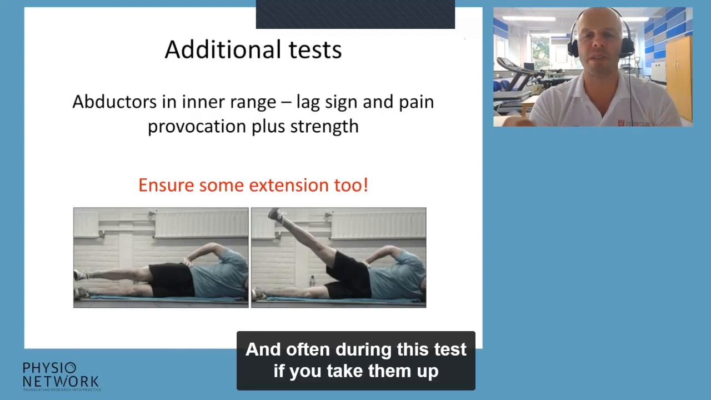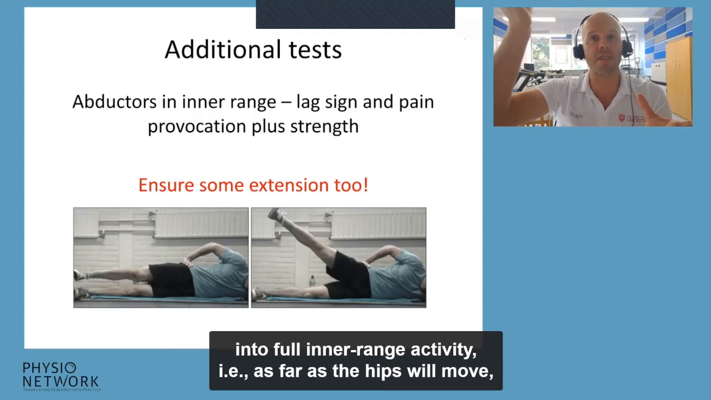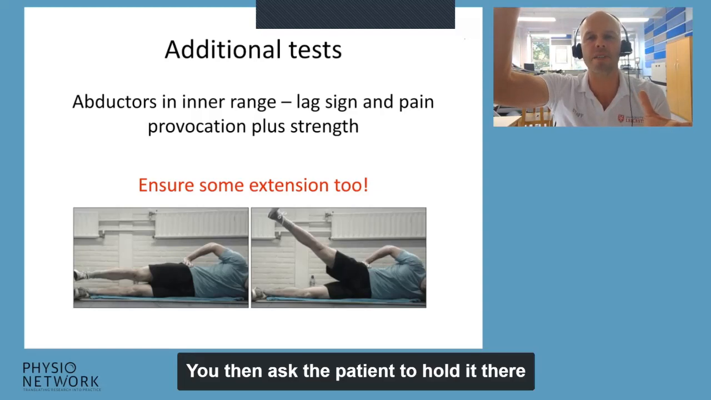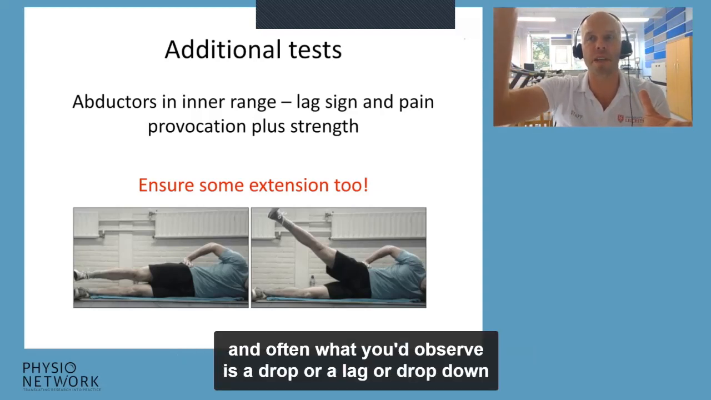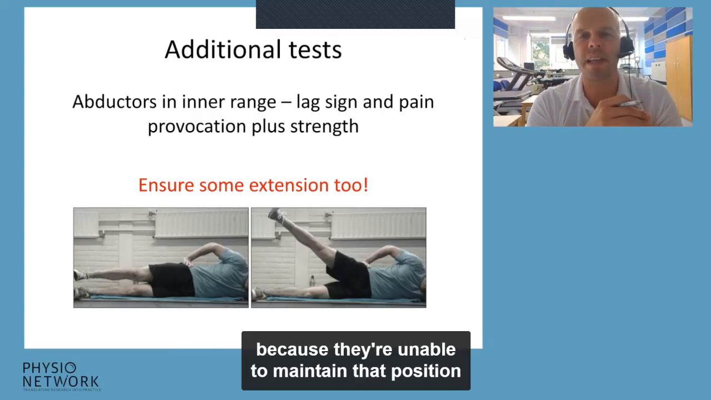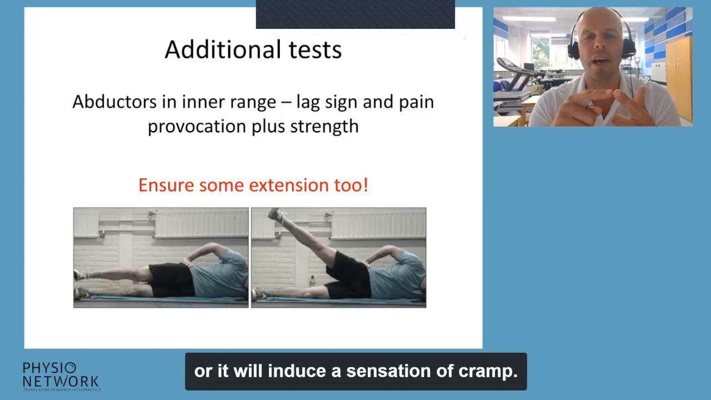And often during this test, if you take them up into full inner range activity, i.e. as far as the hip will move, you've taken them to full abduction. You then ask the patient to hold it there, and often what you'd observe is a drop, a lag. It will drop down because they're unable to maintain that position, or it will induce their pain, or it will induce a sensation of cramp.